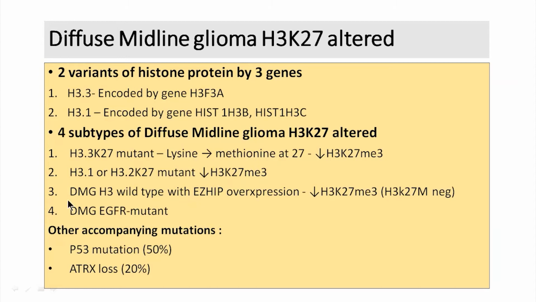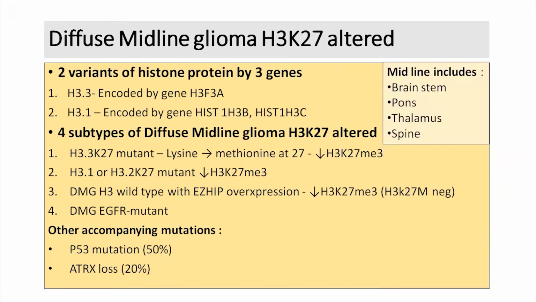Then there is diffuse midline glioma, EGFR mutant. This is the rarest type, and we have yet to come across more cases to study this in detail. But yes, the most common one which we come across is H3.3 K27M. There are many other accompanying driver mutations in these tumors. The most common ones are P53 mutation and ATRX loss. In all our cases, there was accompanying ATRX loss.